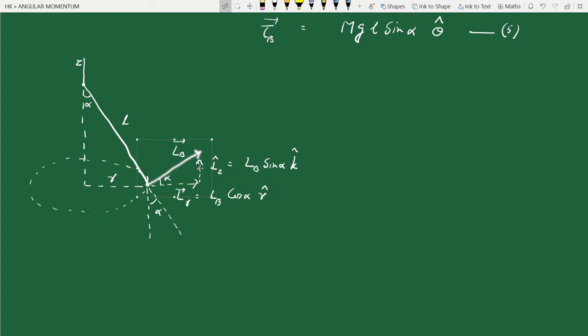Then what is the rate of change of the radial component? So when we try to calculate the rate of change of LB, we need to consider only the rate of change of the radial component, and that too the rate of change of the direction, right? So how do we express that?